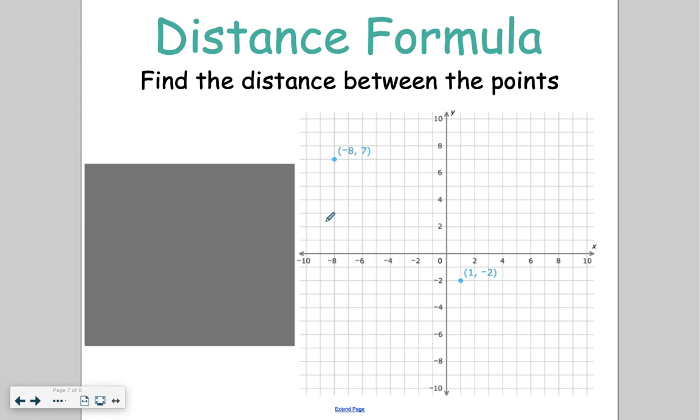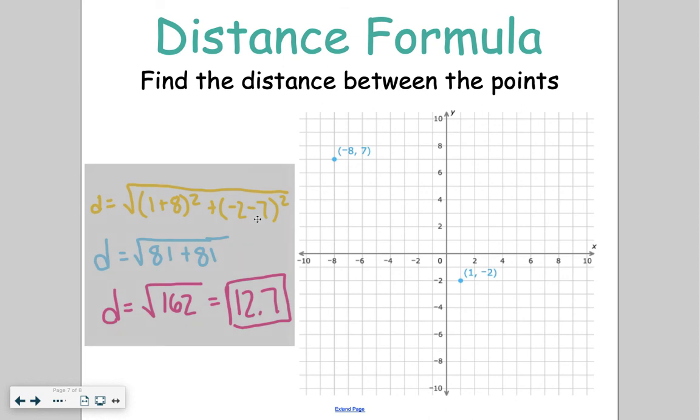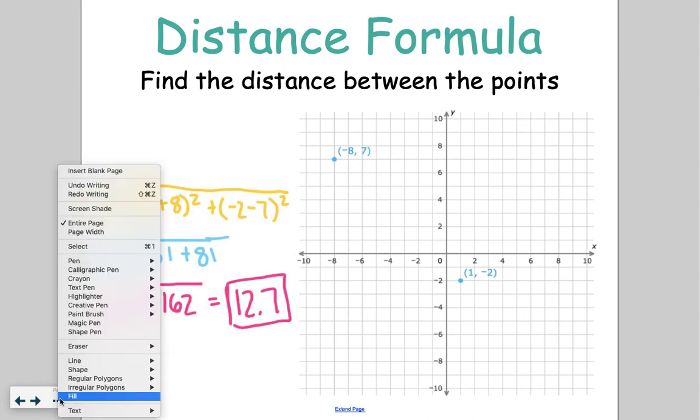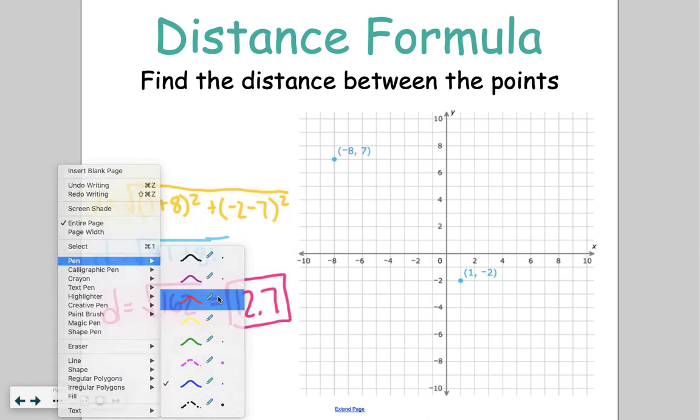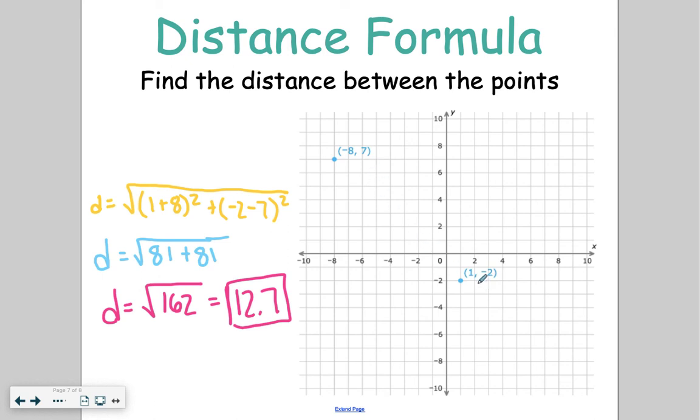Go ahead and try this one on your own. When I did this, labeling my points, I picked this as x2 and y2, and up top x1 and y1, plugging it in, and you end up with an answer of 12.7.